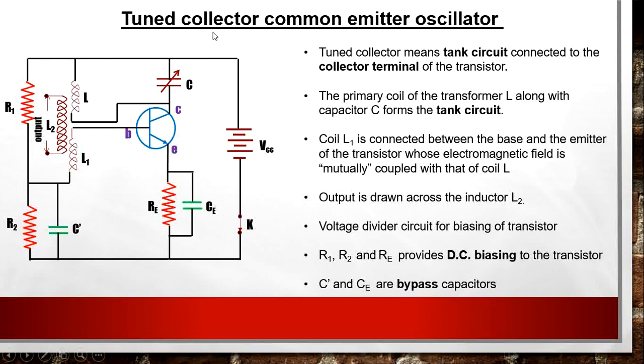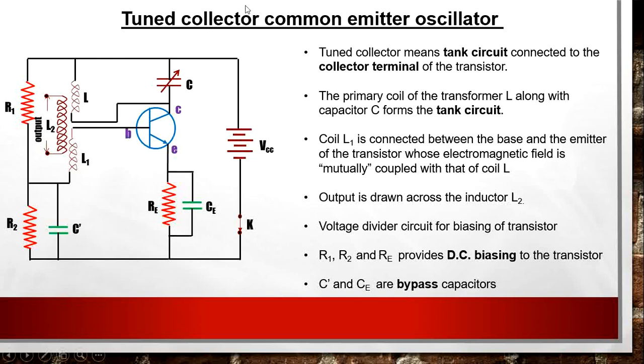First, I will discuss the tuned collector common emitter oscillator. This is the circuit diagram of the tuned collector common emitter oscillator. You can see various resistances, capacitors, inductor coil, transistor and power supply being used in this circuit.